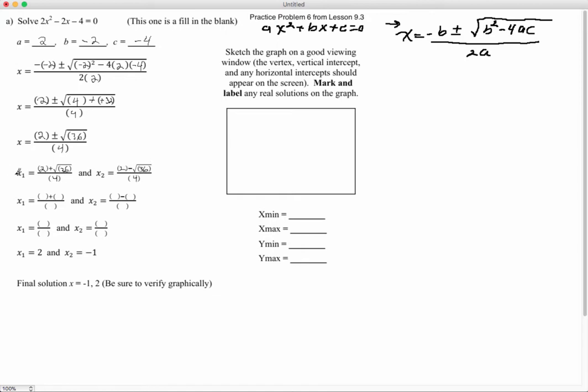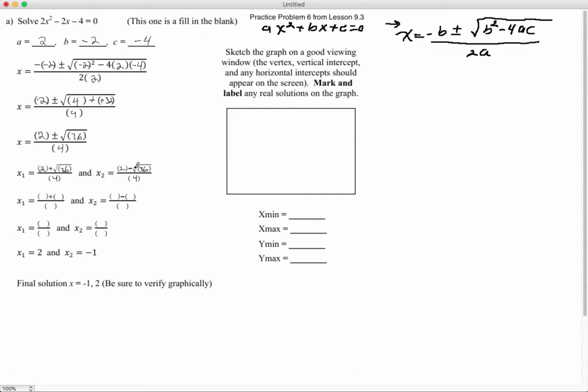Notice that now they've labeled them x1 and x2. Be careful in the MyOpenMath homework. It's important that you input the correct answer for the correct variable. So if they tell you x1 is the positive one and x2 is the negative one, and you switch that order, it's going to mark it wrong on you. So be careful of that.